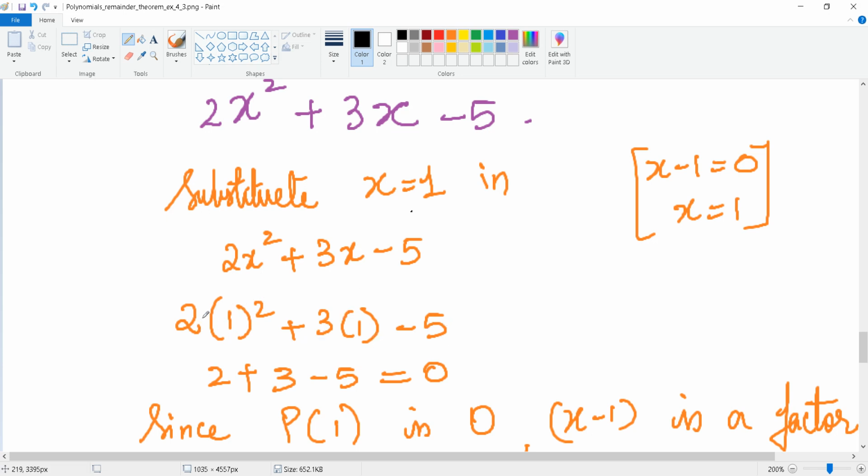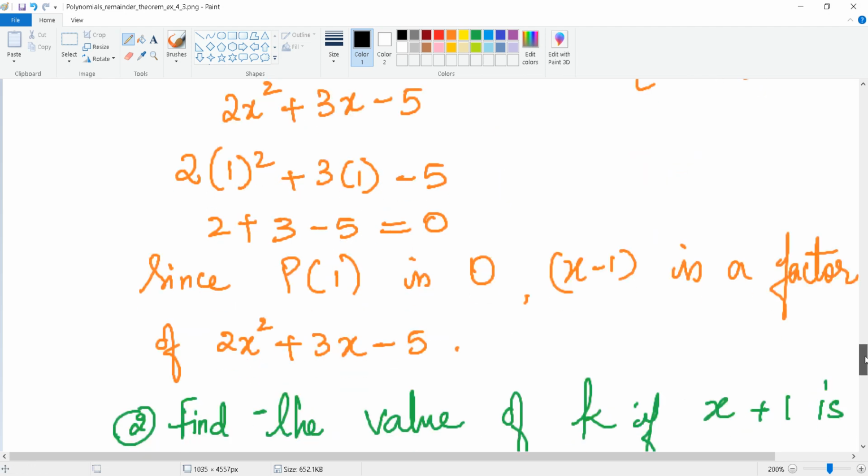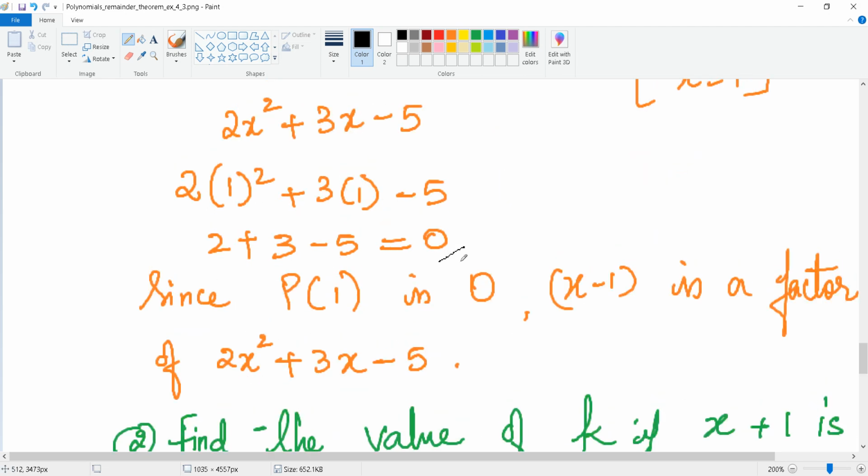So 1 square is 1. So 2 into 1 is 2, plus 3 into 1 is 3, minus 5. So you get 2 plus 3, 5, minus 5, which is 0. So since this gives you a remainder of 0, we say that since p of 1 is 0, x minus 1 is a factor of this.